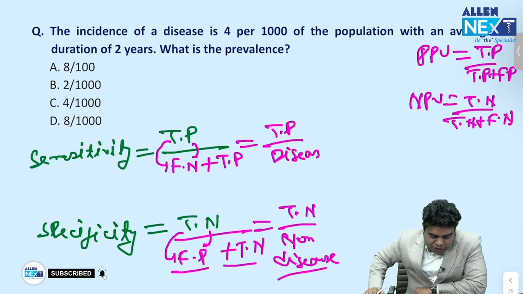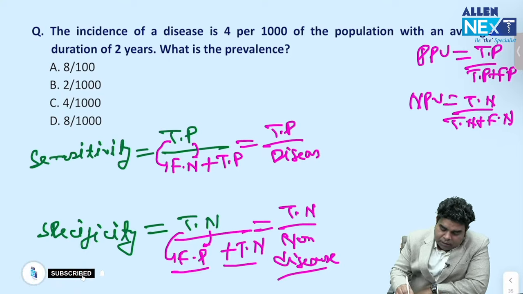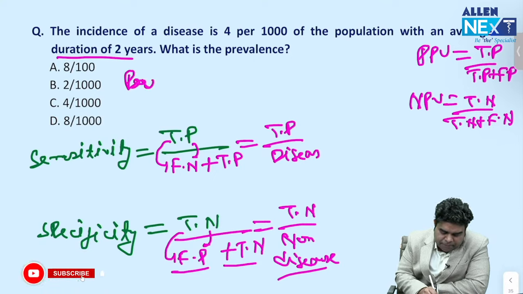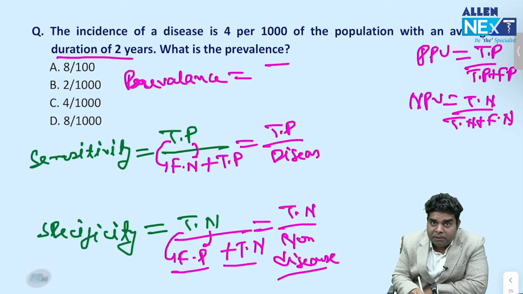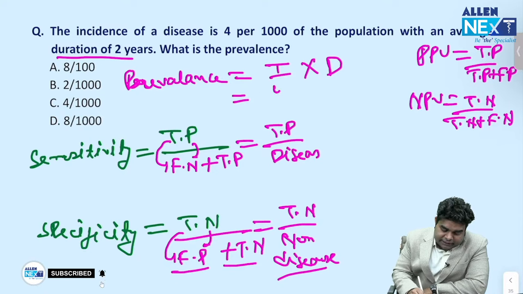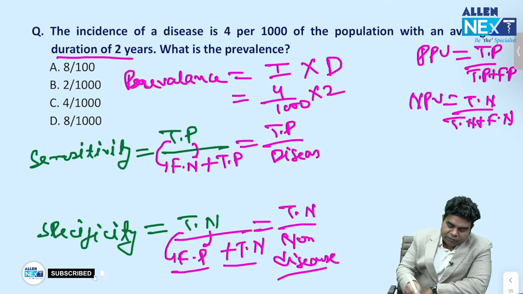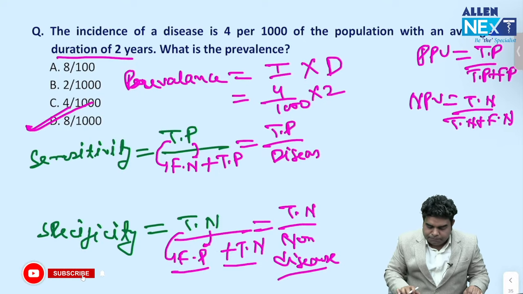Now let's come to this question. Incidence of disease is 4 per 1000, with an average duration of 2 years, what is the prevalence? This question is not mathematical at all. It is based on the formula that prevalence is incidence into duration of disease. Incidence is 4 per 1000 and duration is 2 years. So answer will be 8 per 1000. So simple. Answer D. Next question.